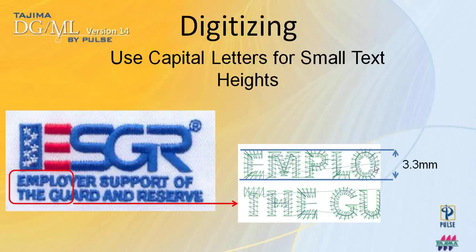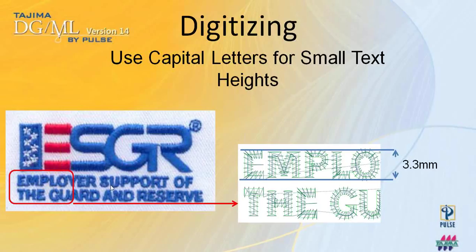Use capital letters for small text heights. This image shows you an extremely small text. It's embroidered on a twill. That's why we were even able to create text which is readable at a text height of 3.3 millimeters. This is a big zoom here, so this embroidery really was very small. And you see here that we are using all capital letters.